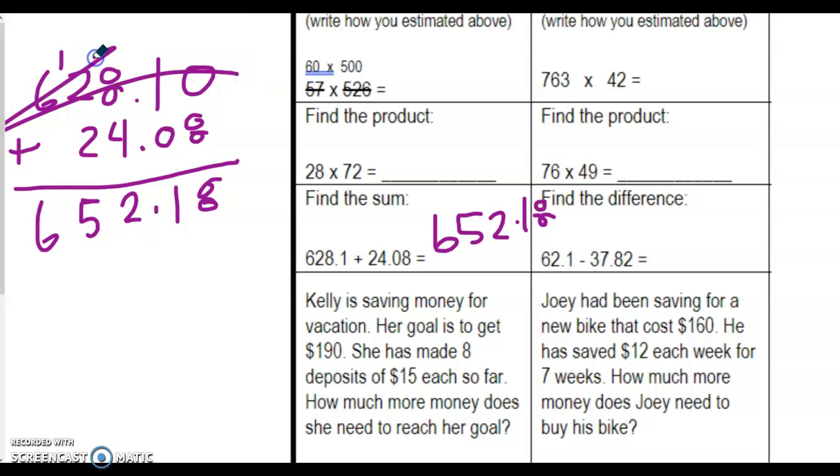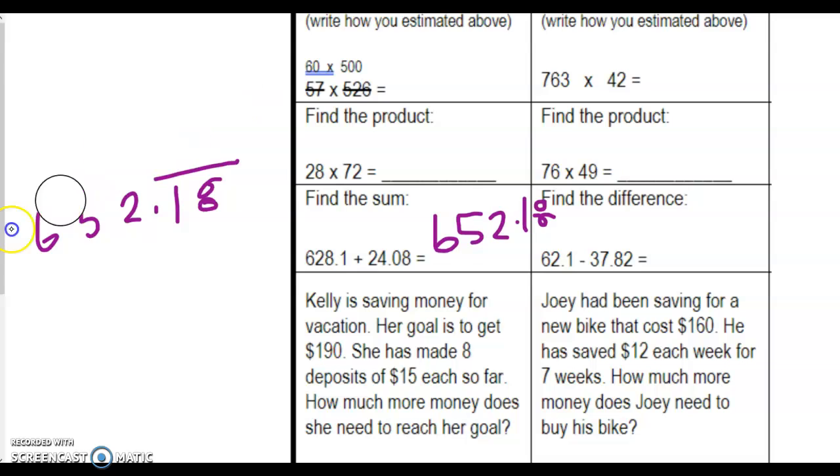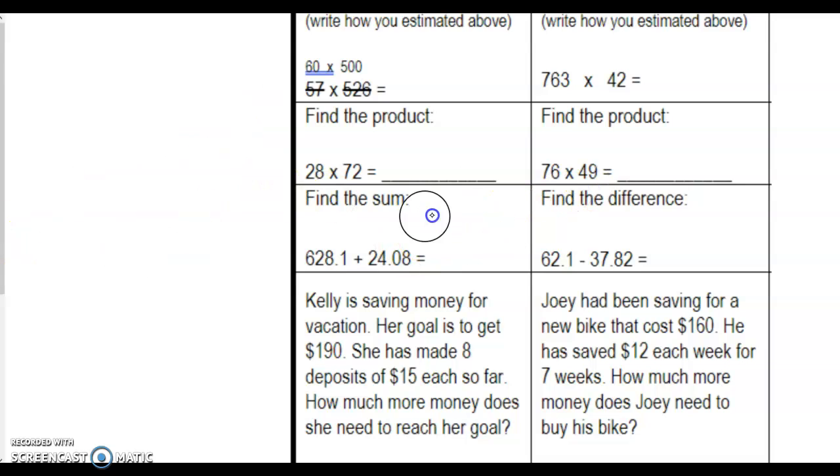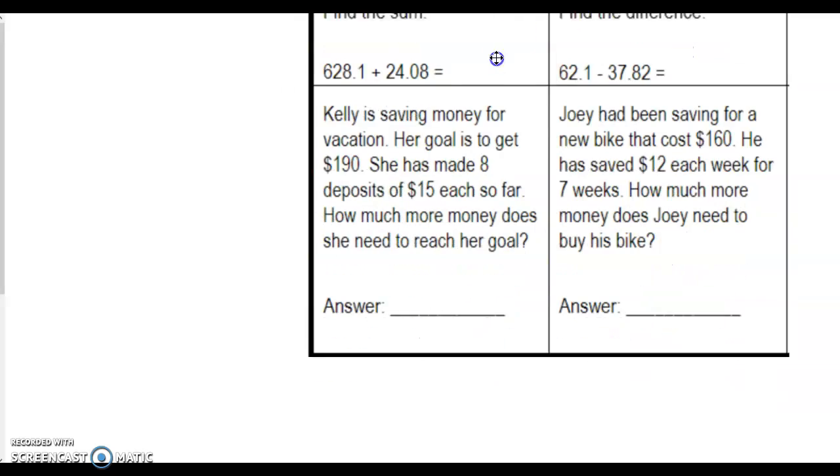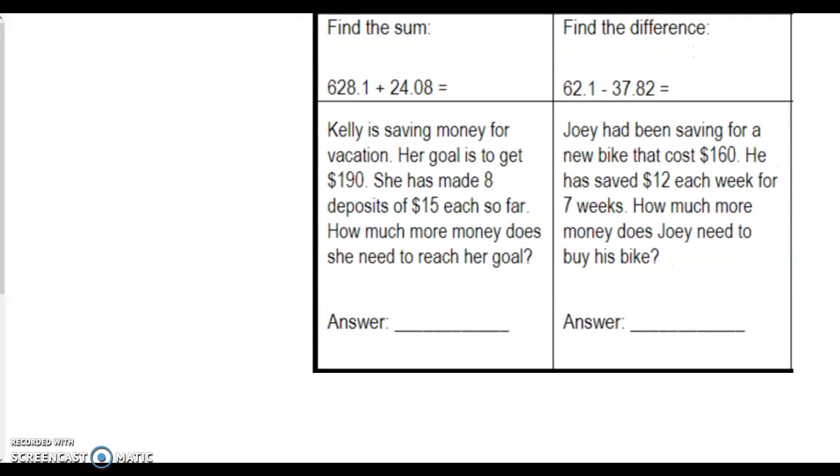All right. Let me drag what we're doing. Okay. Now this word problem, we worked on it yesterday, but we're going to go over it again. So let's talk about the things that are important. Kelly is saving money for vacation. That's a big thing, right? Her goal is to get $190. She has made 8 deposits of $15 each so far. So how much more money does she need to reach her goal?